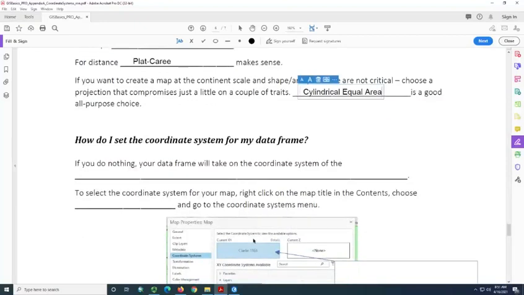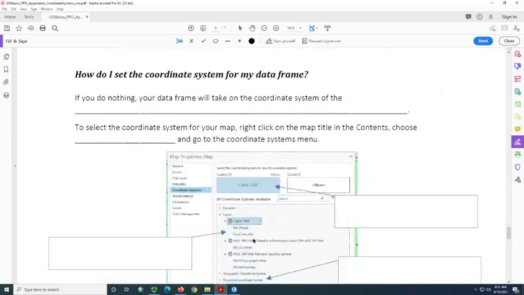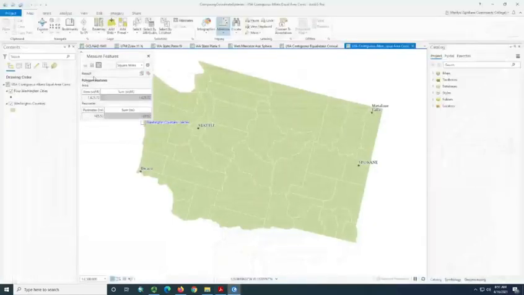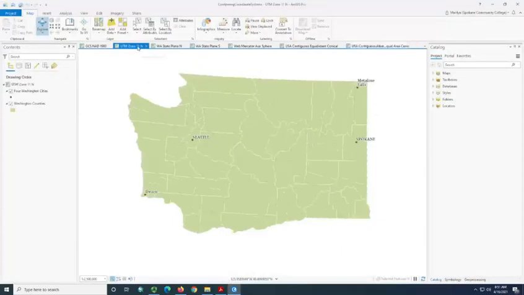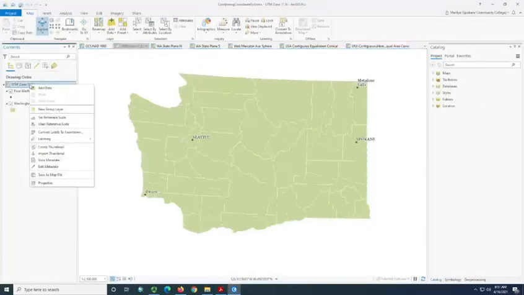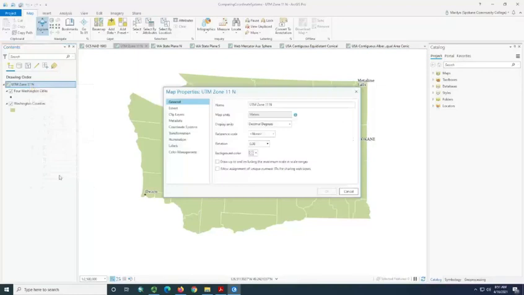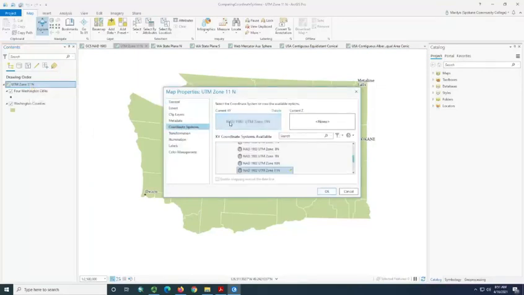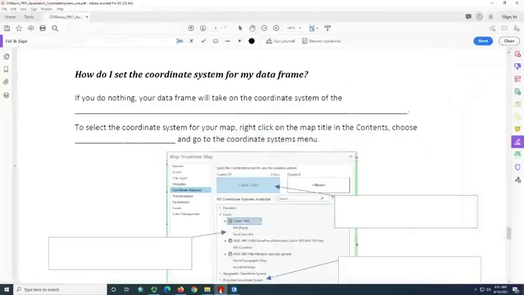So here's something that's important to note about your map. We've already been into ArcGIS Pro, and we've looked at the coordinate systems of these different maps. We right-click on them, go down to Properties, and take a look at the coordinate system, and this one is in UTM Zone 11 North. So that's how we find the coordinate system.